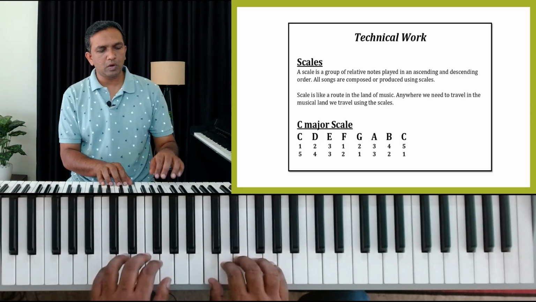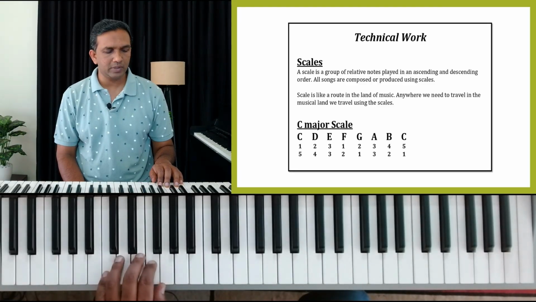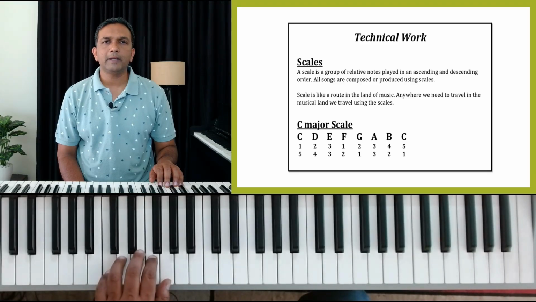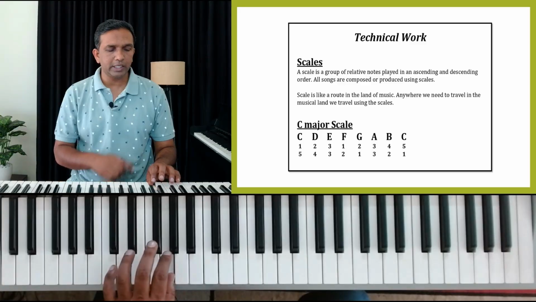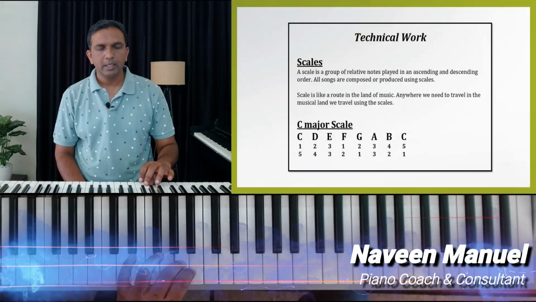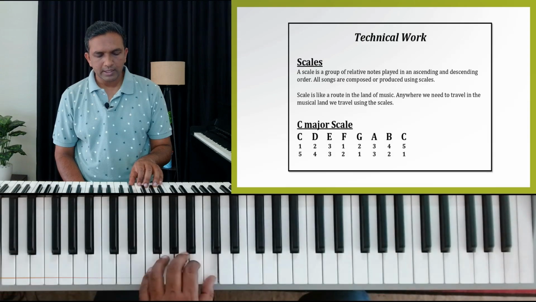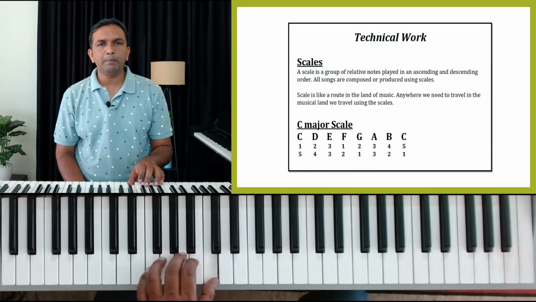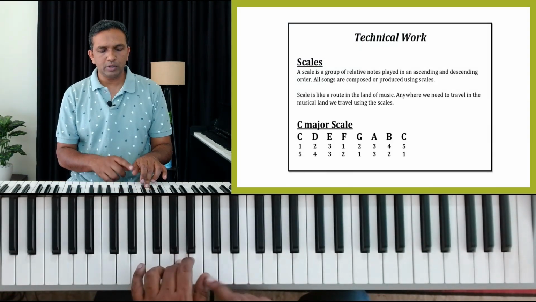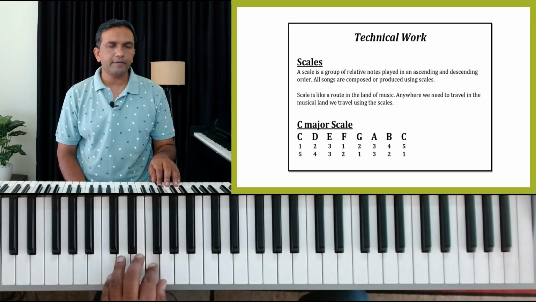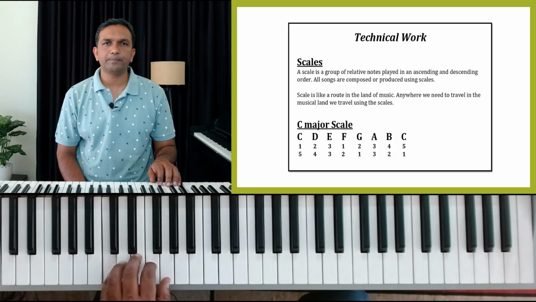Now let us play that on the left hand as well. The finger numbers are 5, 4, 3, 2, 1, 3, 2, 1. C, D, E, F, G. Now take your third finger above the thumb. A, B, C. Descending, C, B, A. Now take your thumb below the third finger. G, F, E, D, C.